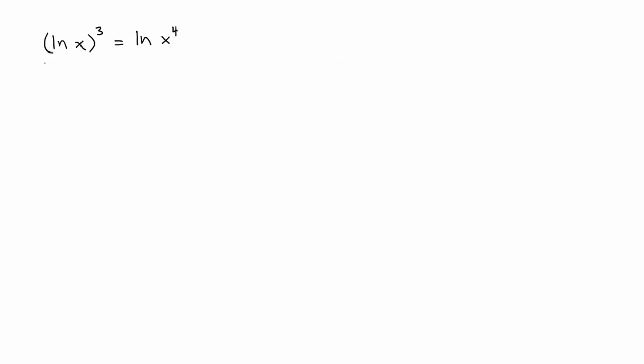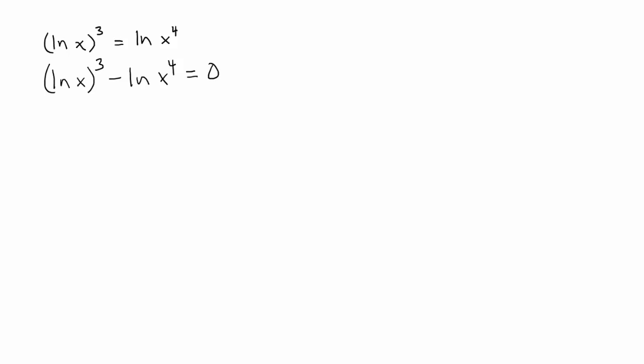In the next example, we have (ln x)^3 and ln(x^4). And you'll notice the difference: the exponent on the left side is attached to the whole ln x, and the exponent on the right side is only attached to the x. So they're different. So the first thing I'm going to do is subtract ln(x^4) from the left side. So I have (ln x)^3 minus ln(x^4), and this is equal to 0 now.